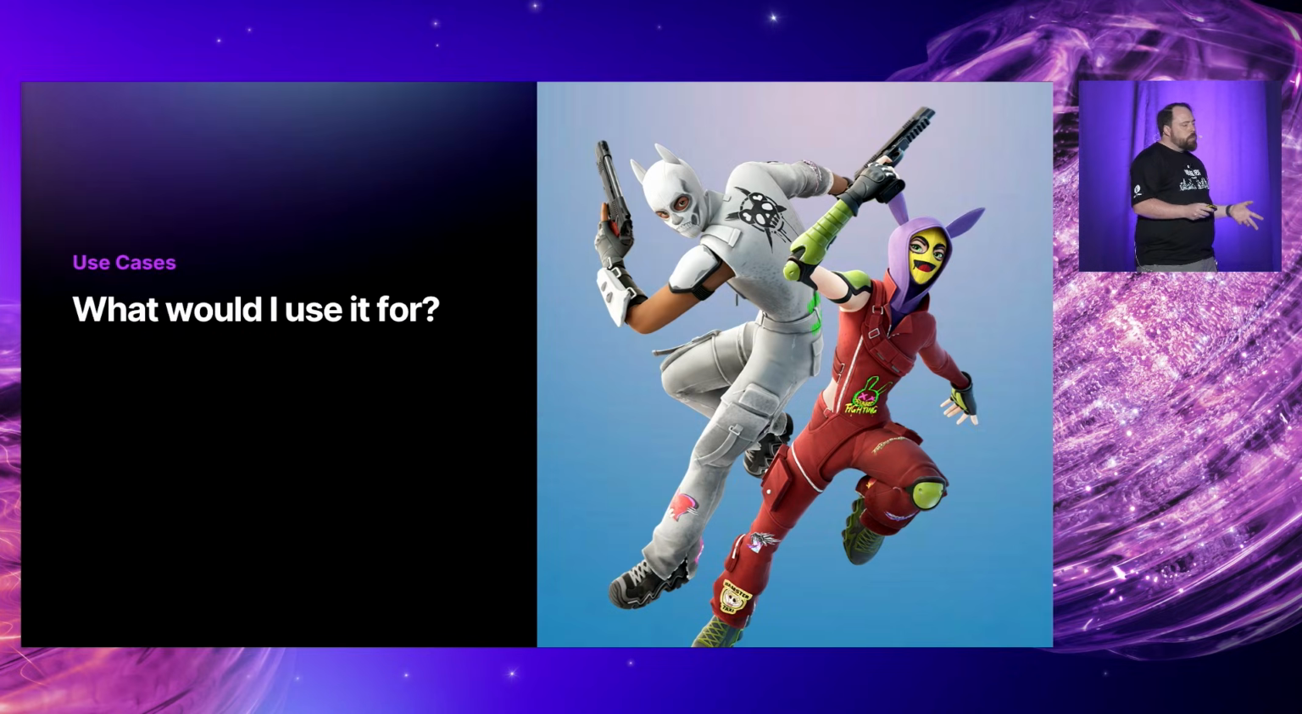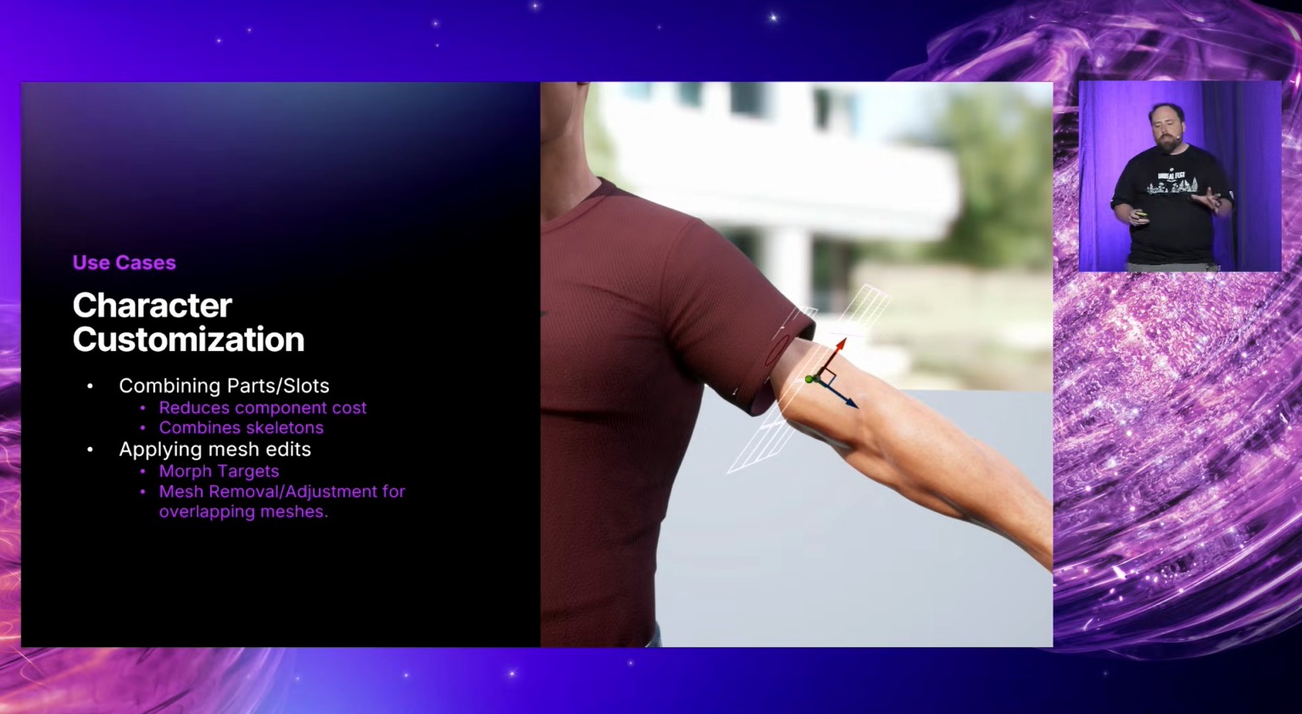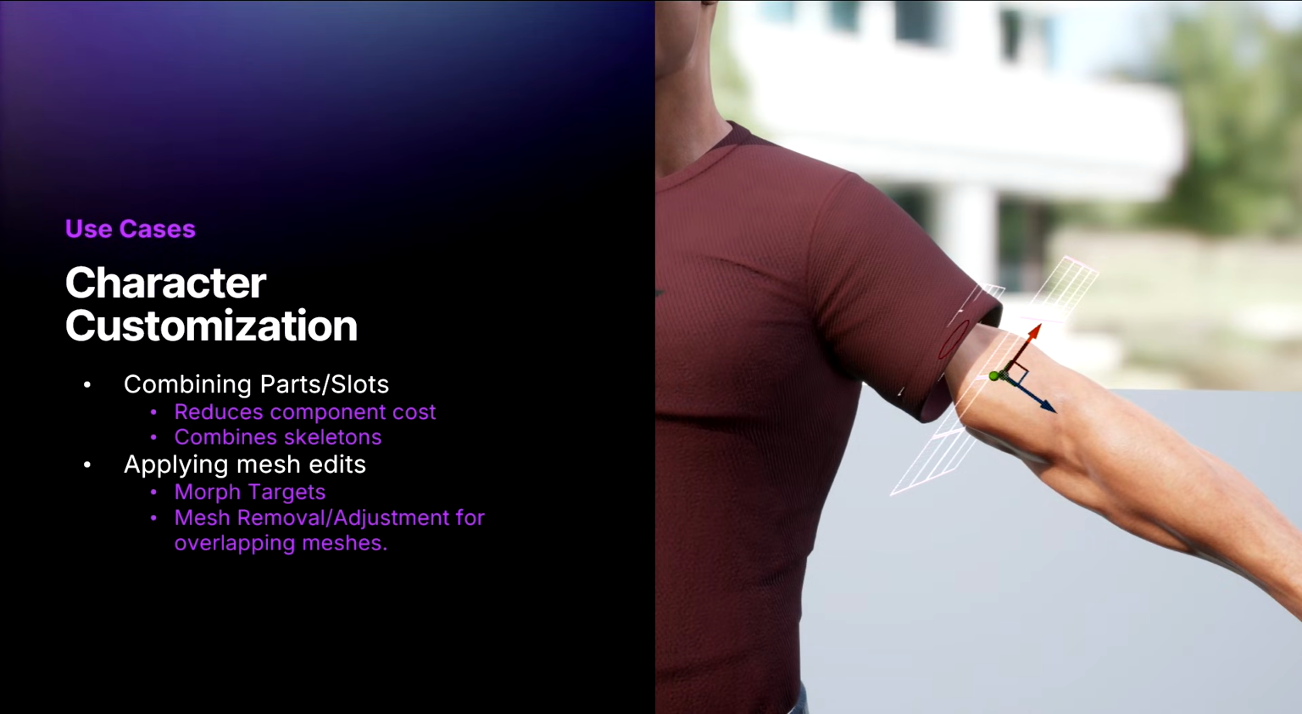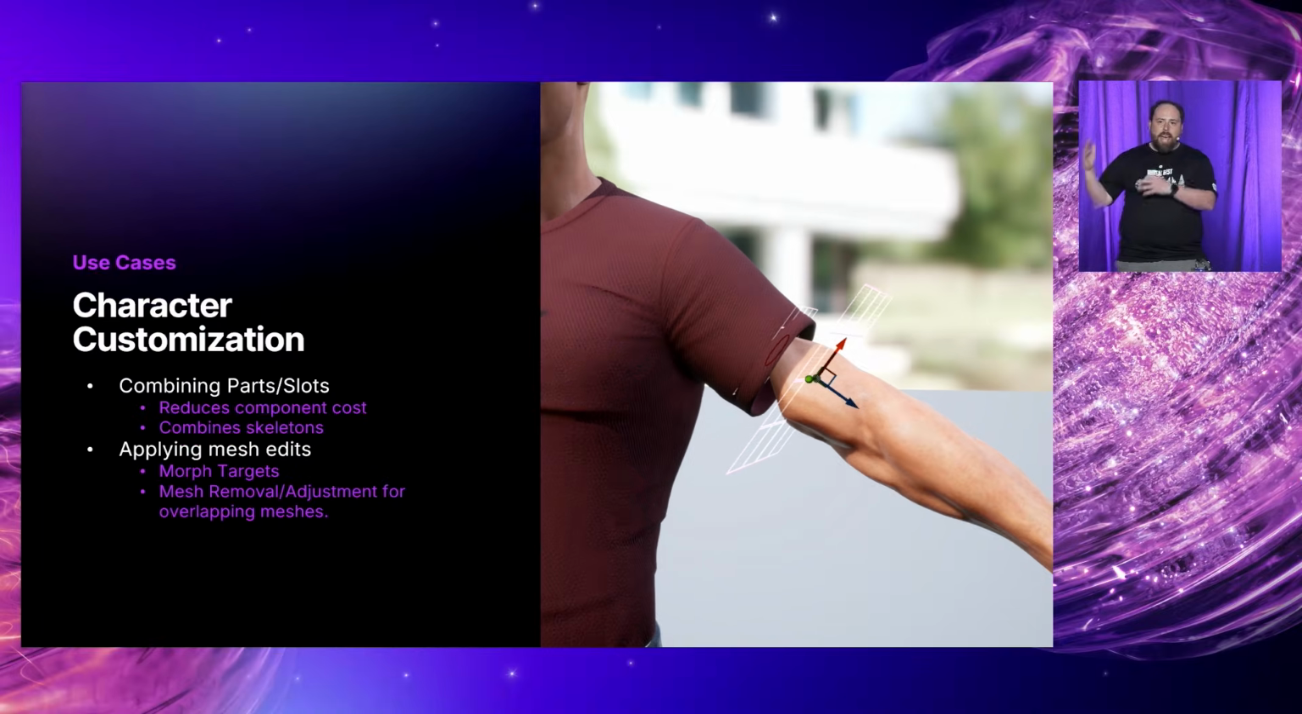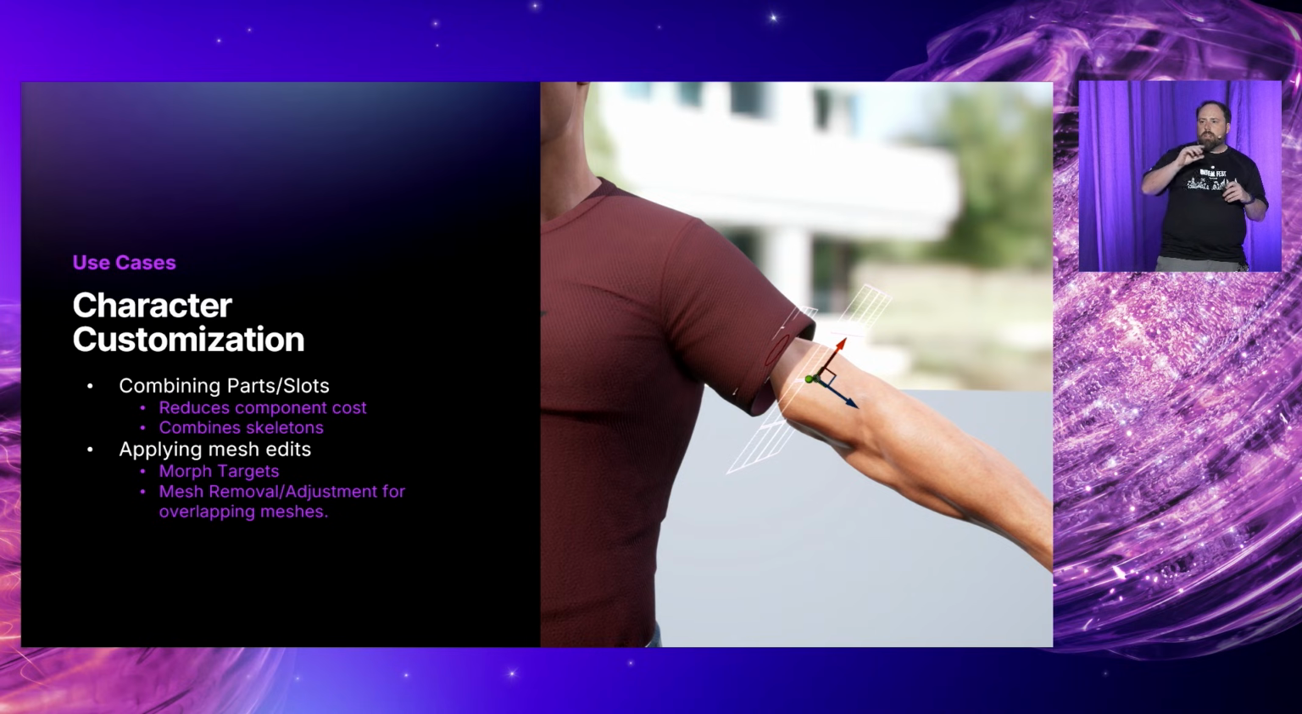So what would you use this for? The first thing that comes to mind is character customization. Oftentimes when we're building a character customizer, you think about it in parts and slots, and you can combine those together to reduce the overall component count for your characters. On top of that, you can take objects that have a similar root skeleton and combine those together. The example that I often use is you have a character and you want to add a backpack to them. You can do that as long as the root chain in that skeleton is tied together. And I'll show that later too.